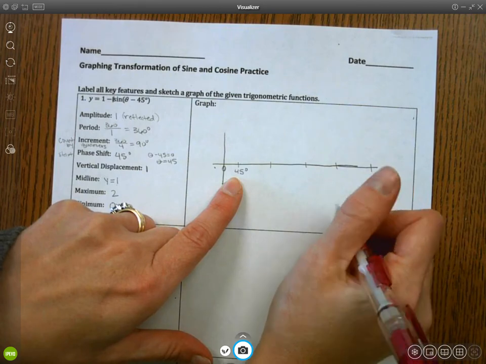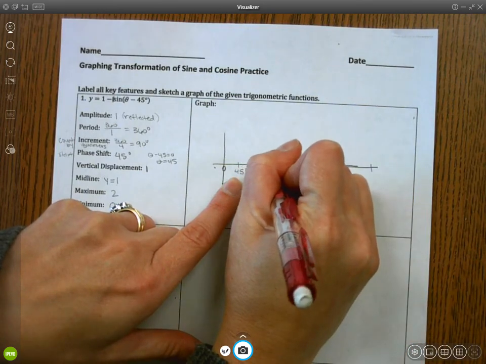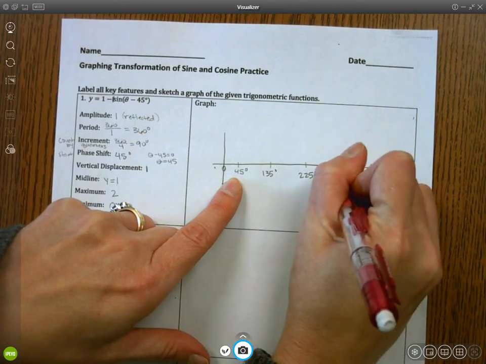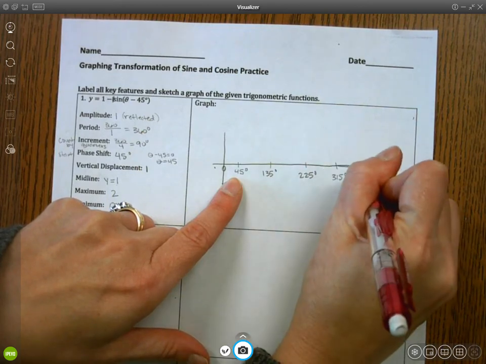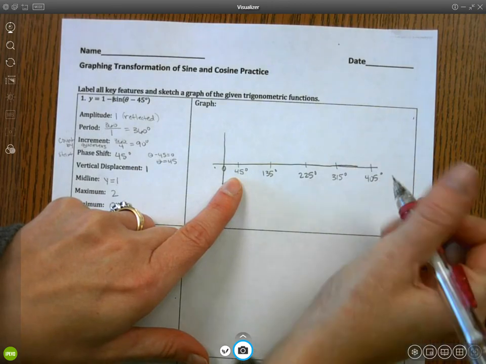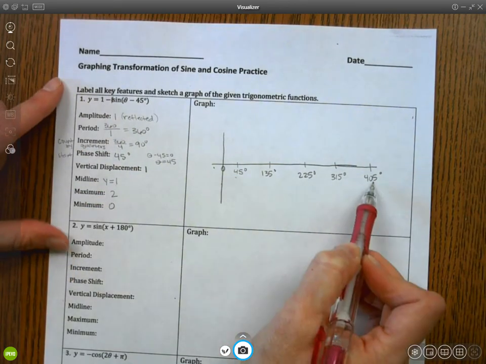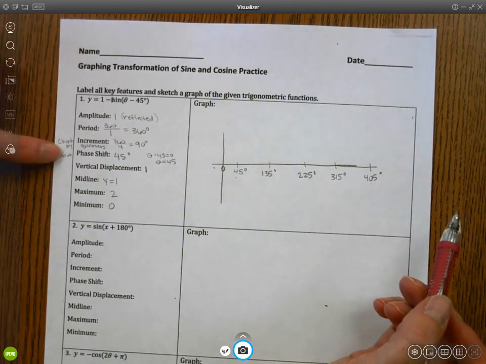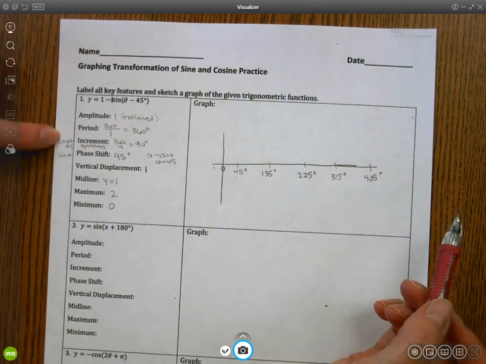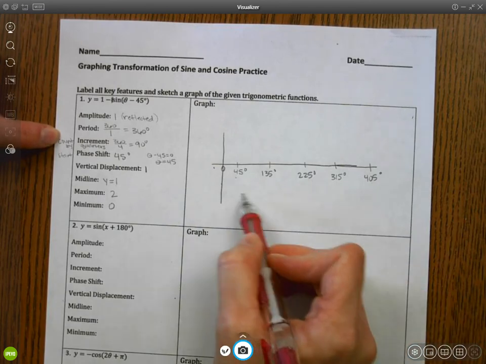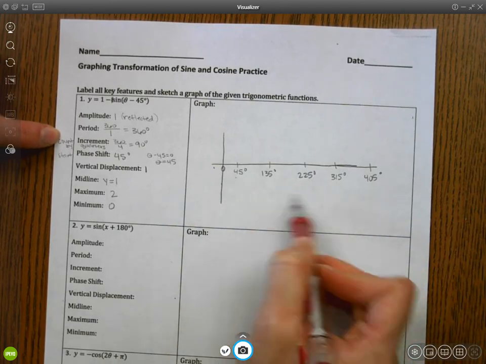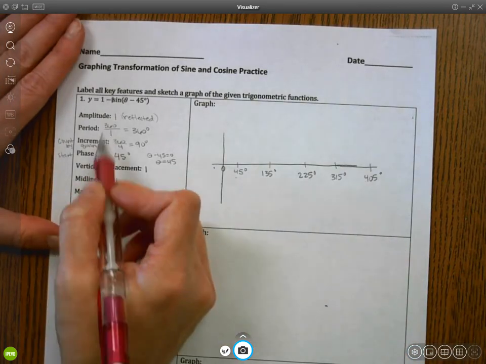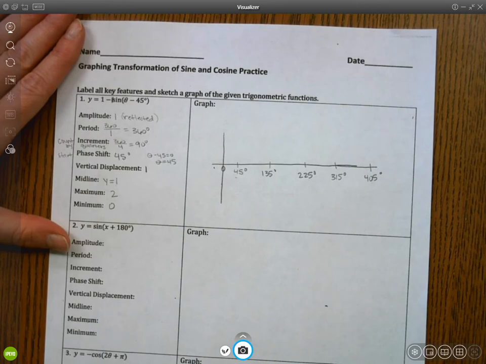we are going to be at 135, 225, 315, and 405. So our period is 360. From 45 to 405 is 360 degrees. Again, start with your phase shift, count by your increments. You should cover the period. All of that information tells you how to label your x-axis.